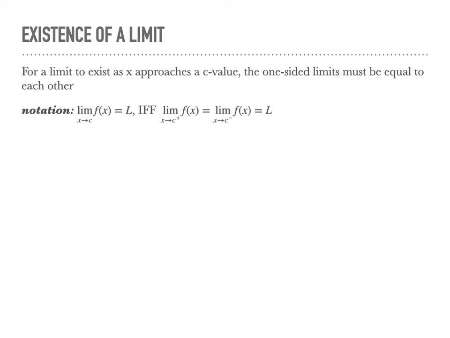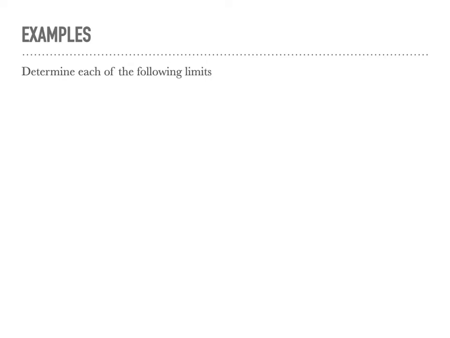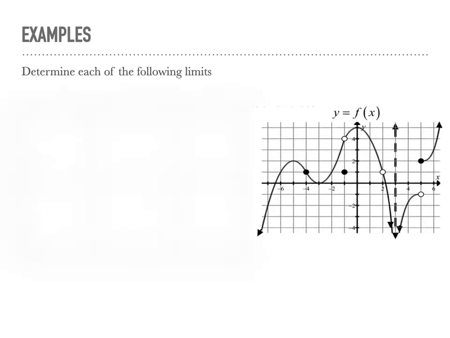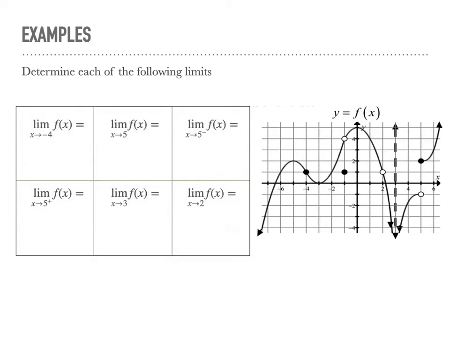That means that if we know that the limit of f of x as x approaches a c value is equivalent to L, then we can basically say that the one-sided limits are equal to each other as well, and vice versa. Let's say we have to determine each of the following limits given these few problems. So we can see the limit of f of x as x approaches -4.